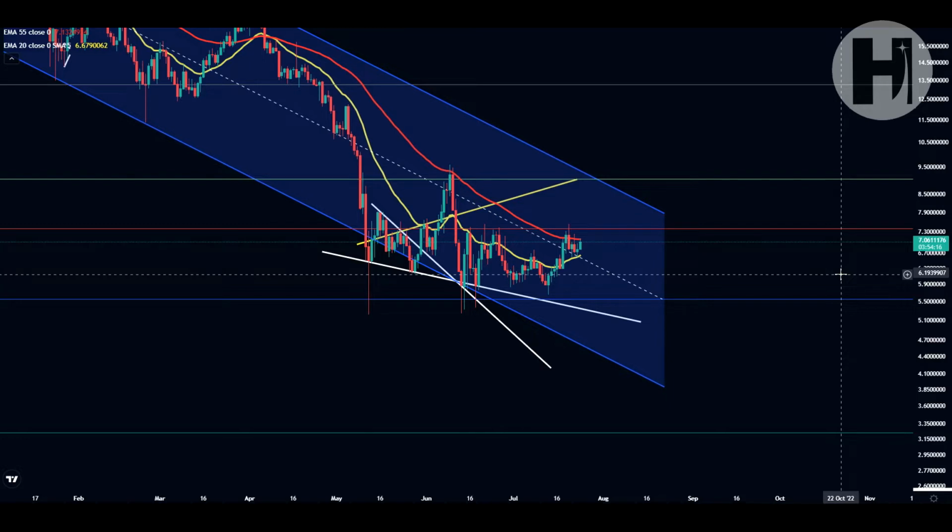So we're going to talk about major key resistance and support areas for the Chainlink token.